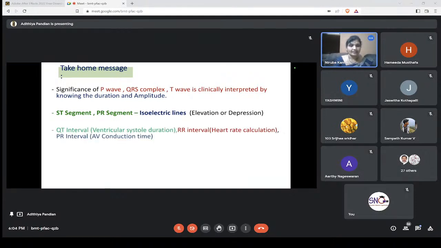Next. Intervals are the ones which are used: RR is used for heart rate calculation, QT is used for ventricular performance, PR is for conduction. So intervals are always used for conduction defects. Segments are used for infarcted tissue defects. Next.